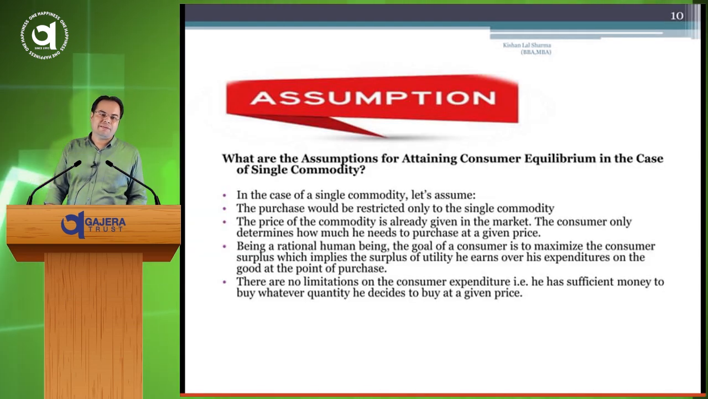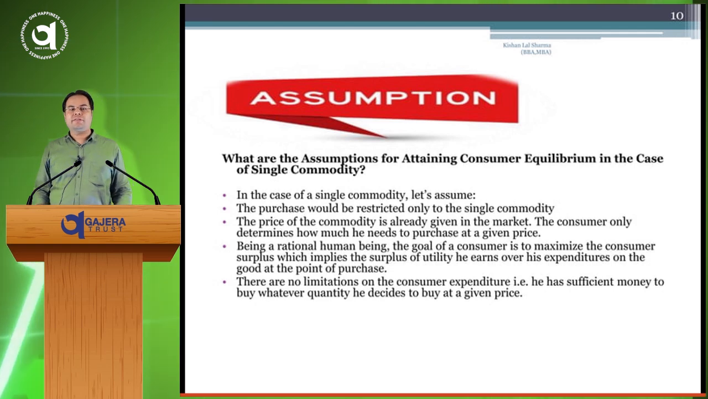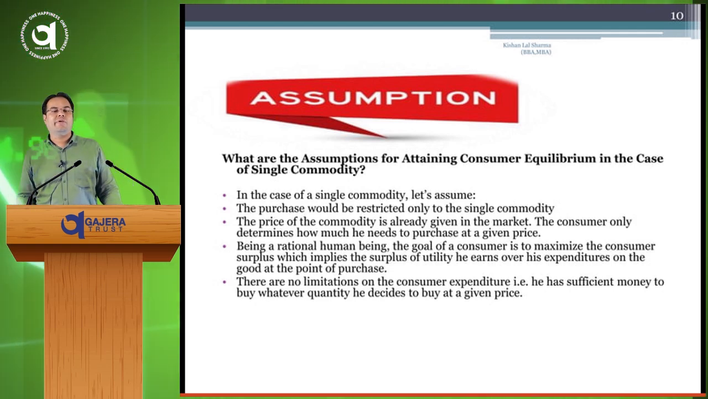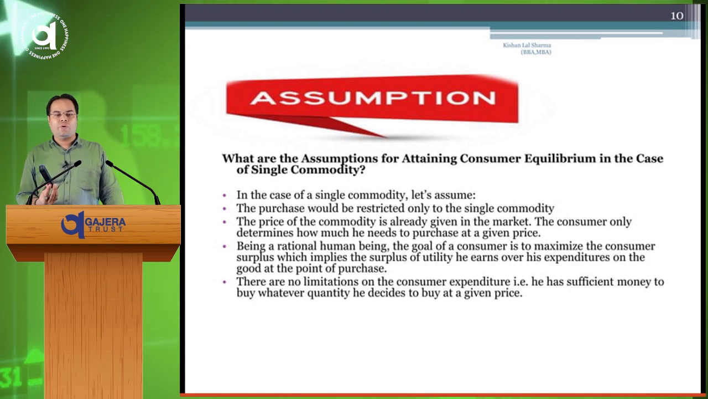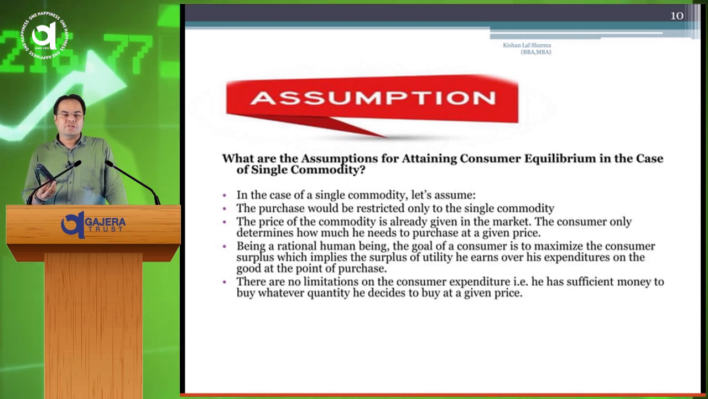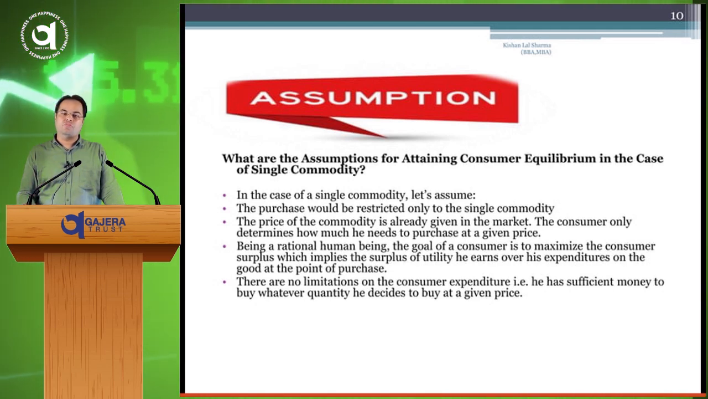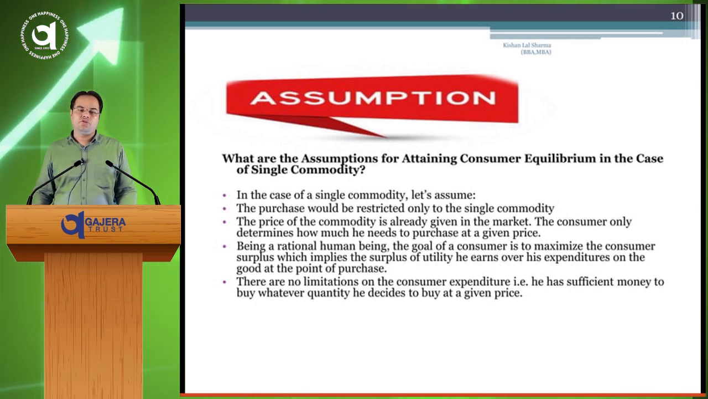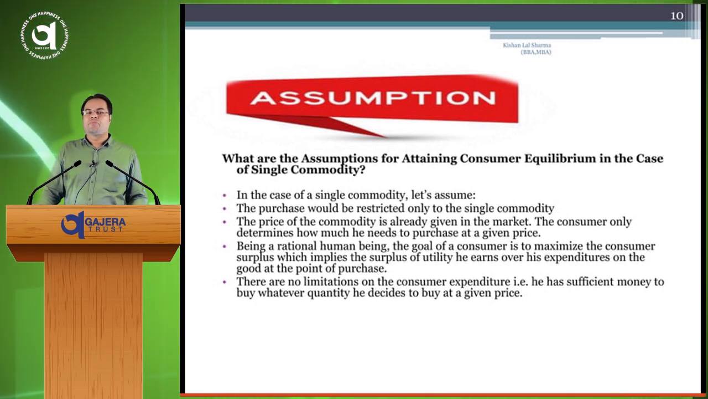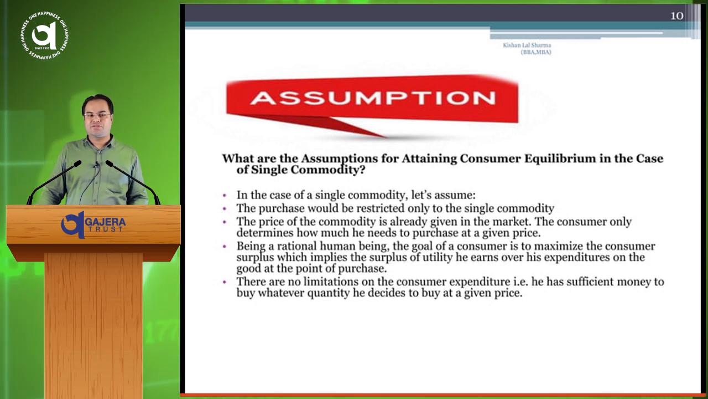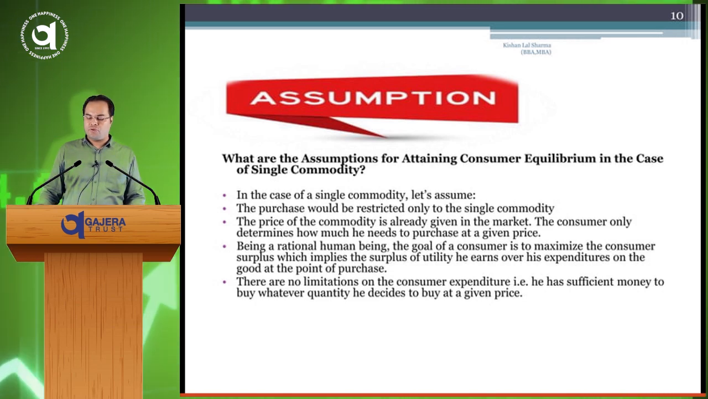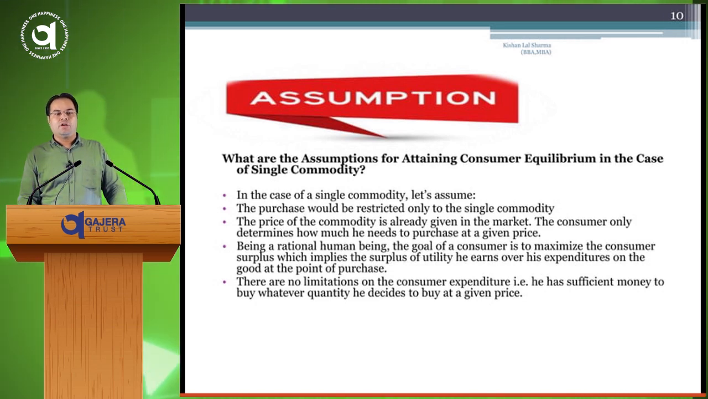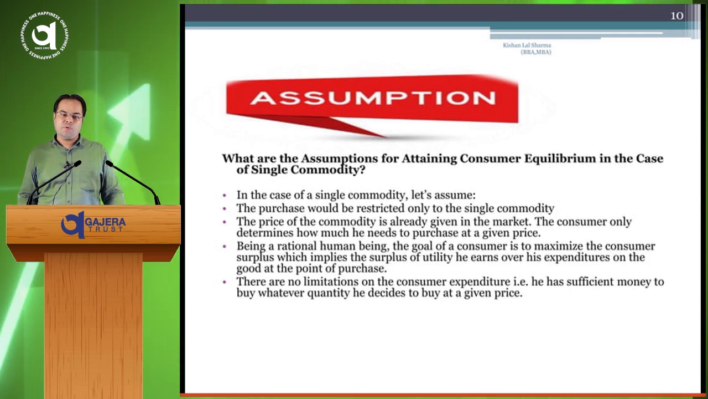We have drawn out some assumptions from this. But what are the assumptions for attaining consumer equilibrium in case of a single commodity? Like a consumer who is consuming only one single commodity. So what assumptions can be made on attaining the consumer equilibrium? In case of a single commodity, let's assume that the purchase is restricted to only one product, no other product.